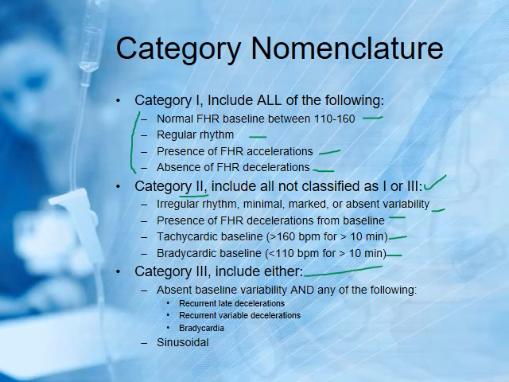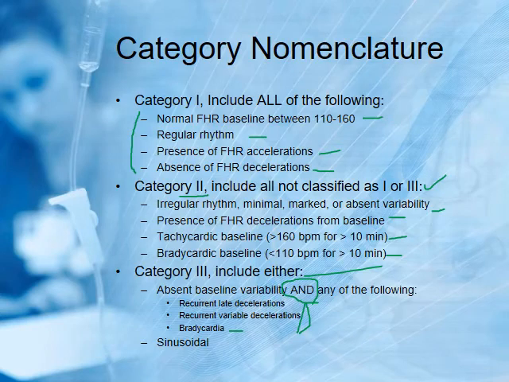And then category 3: no variability and late recurrent variables and bradycardia. These babies need to be C-sectioned out. So if a doctor was at home and you said, I got a category 3, he better get on and rush in and say, get that OR ready and be ready to deliver that baby.